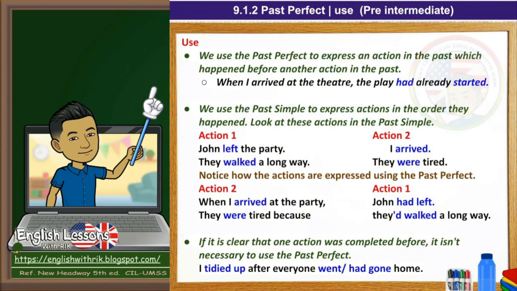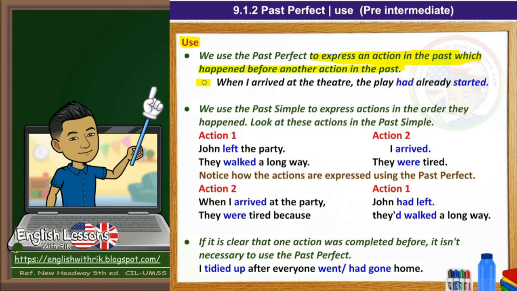Use. We use the past perfect to express an action in the past which happened before another action in the past. When I arrived at the theatre, the play had already started.